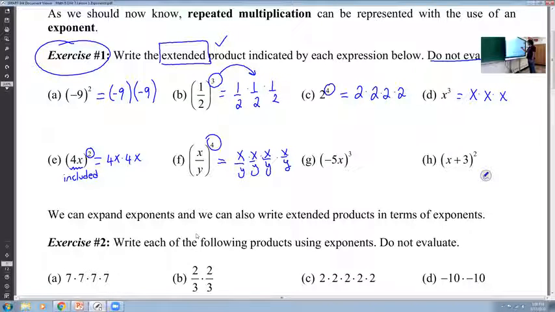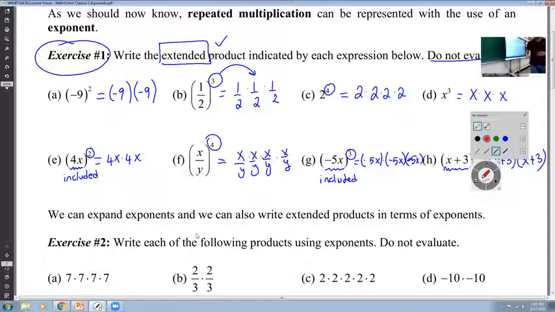So the next one is this power 3 is for negative 5x. If we see the parentheses, that means that the whole thing is included. And so negative 5x is going to be repeated 3 times. Okay, so the next one. What we have inside the parentheses is x plus 3. So both of them are going to be repeated: x plus 3 times x plus 3. Woohoo! Part 1 is done, guys. So let's move on to the next part.